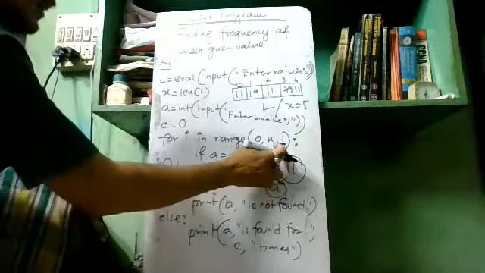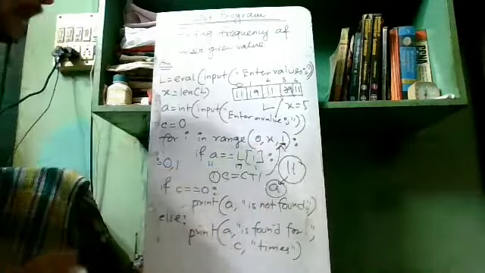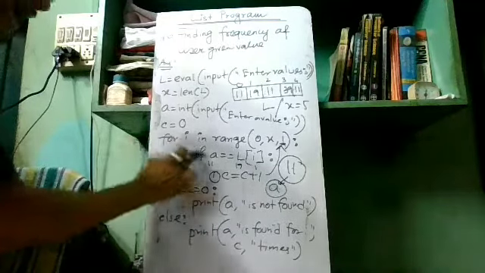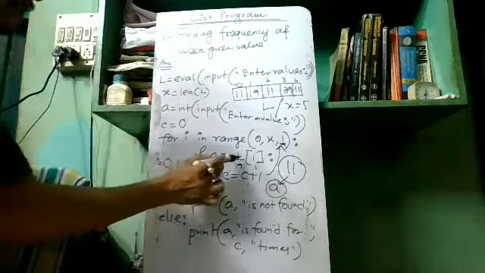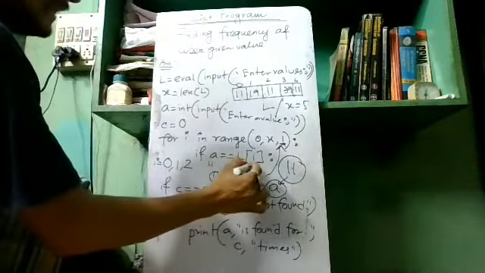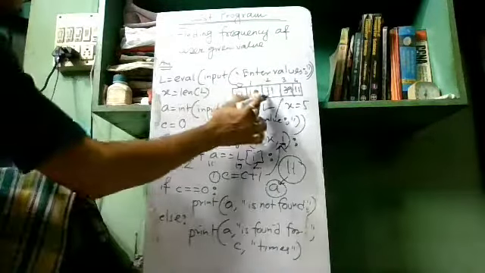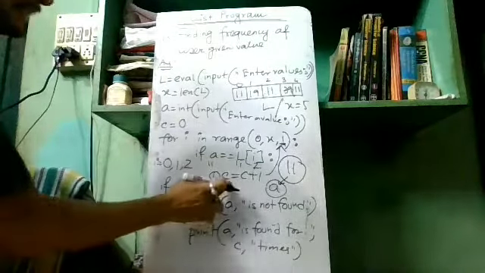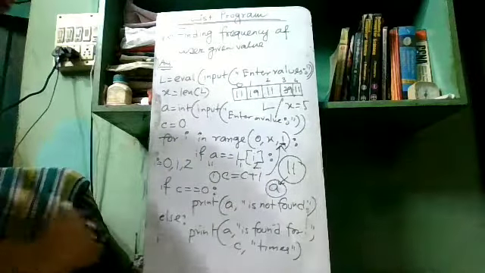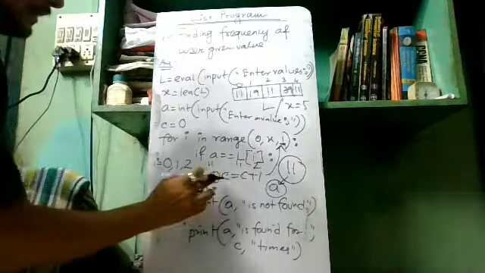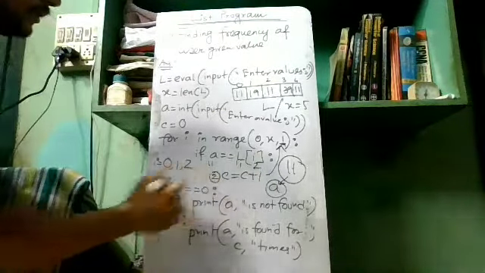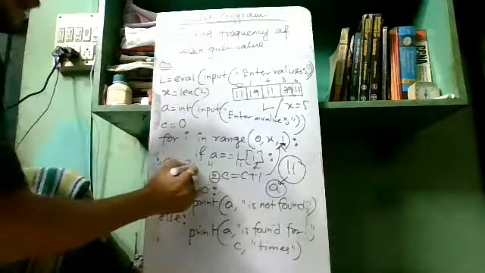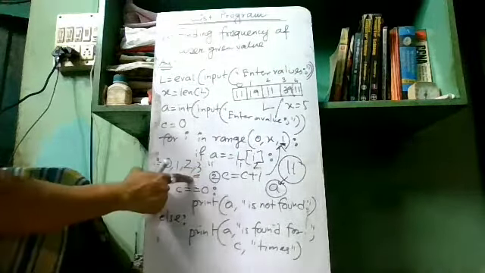Then again we will go here. I will be incremented by 1. Then I will be 2. When I will be 2, again we test. A equal to L[i]. Now the value of I is 2. So L2 means 11. So 11 equal to 11? Yes. C is incremented by 1. What was the value of C? 1. Incremented by 1 means now it is 2. Again the loop will run. I will be incremented by 1. Then I will be 3.